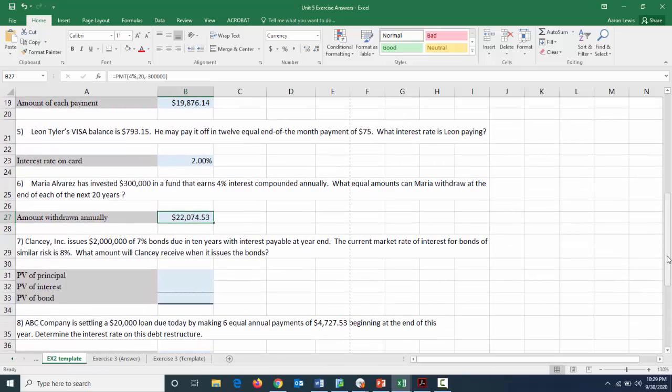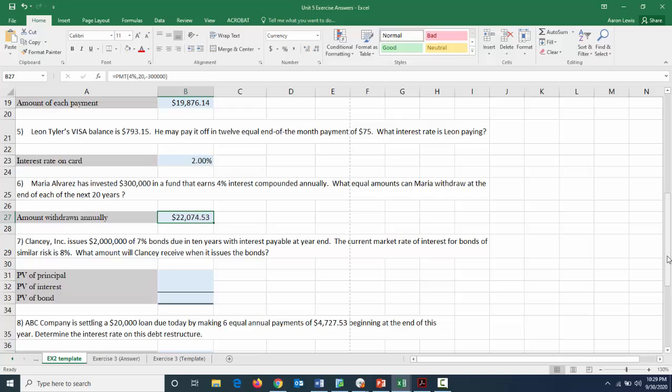Next up, we have Clancy Incorporated. They're going to issue $2 million of 7% bonds due in 10 years with interest payable at year's end. The current market rate of interest for bonds of similar risk is 8%. And right there we have a problem for Clancy. Their bonds don't pay as much interest as other bonds from companies that are of similar risk.